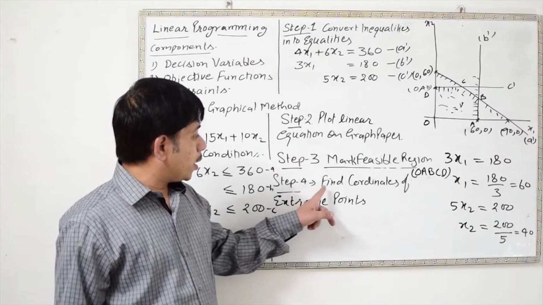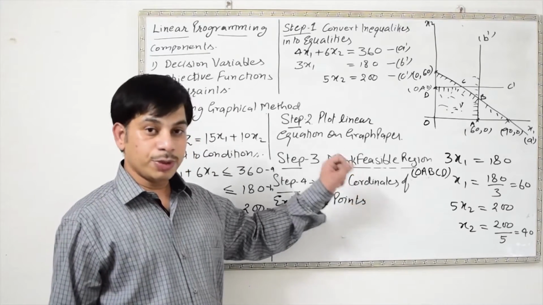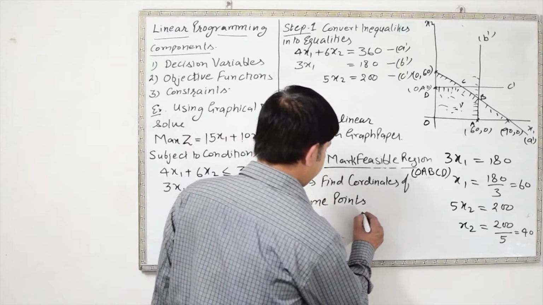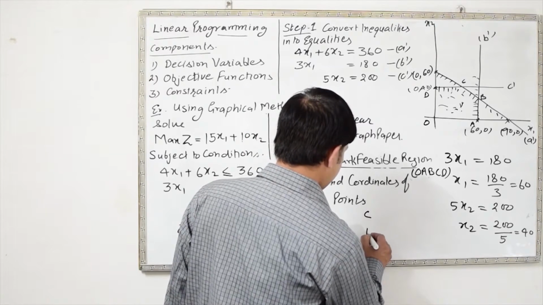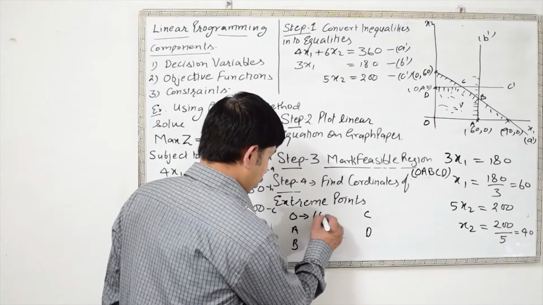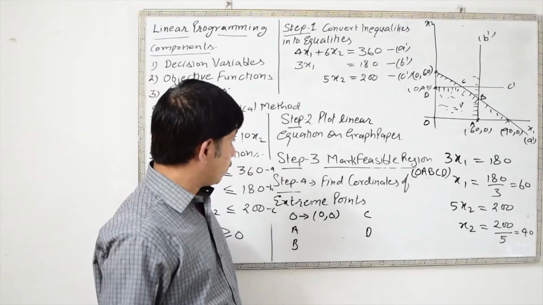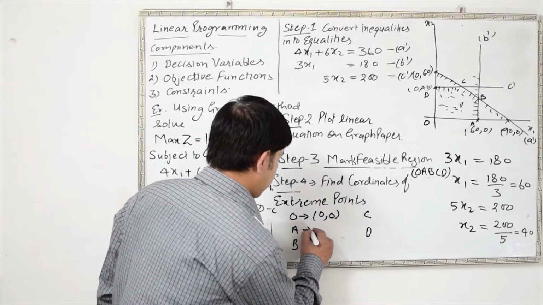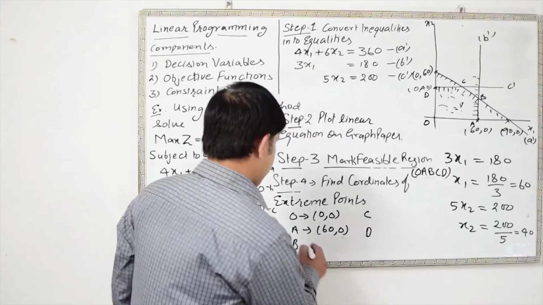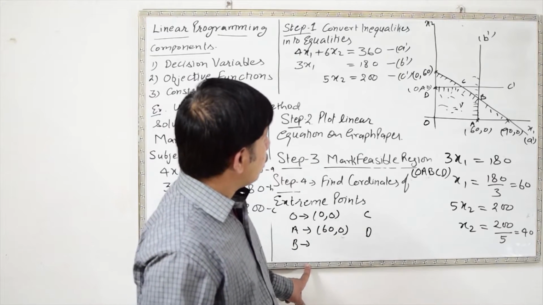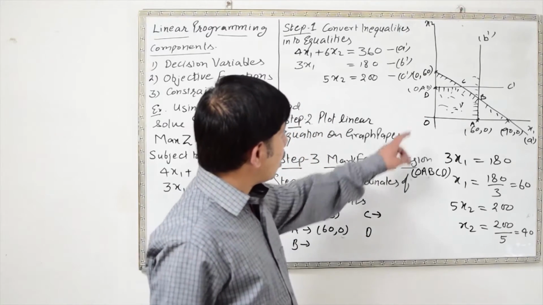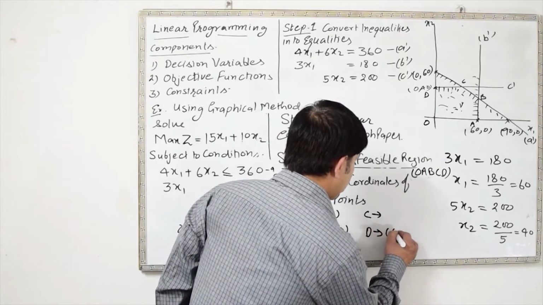Now the next step is to find the coordinates of the extreme points of my feasible region. My extreme points are O, A, B, C and D. The coordinates of point O are very simple: 0, 0, as this is our origin. Point A has coordinates 60 and 0. Point B I will calculate later, and point C is still to be calculated. Point D is 0 and 40.